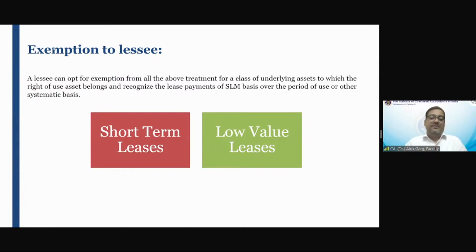Now, what is the exemption, friends? There are two exemptions: short-term lease exemption and low-value leases exemption, right?